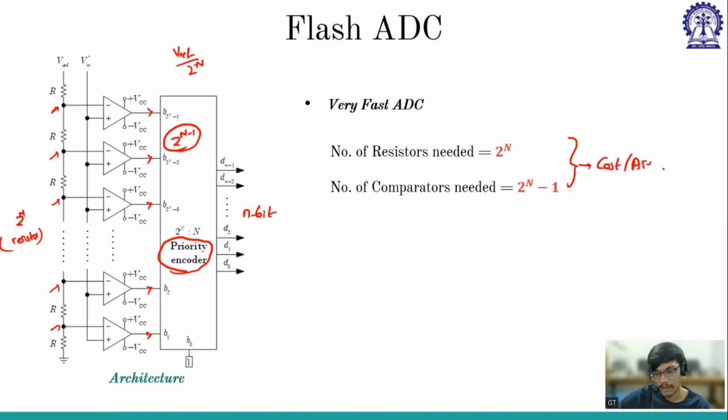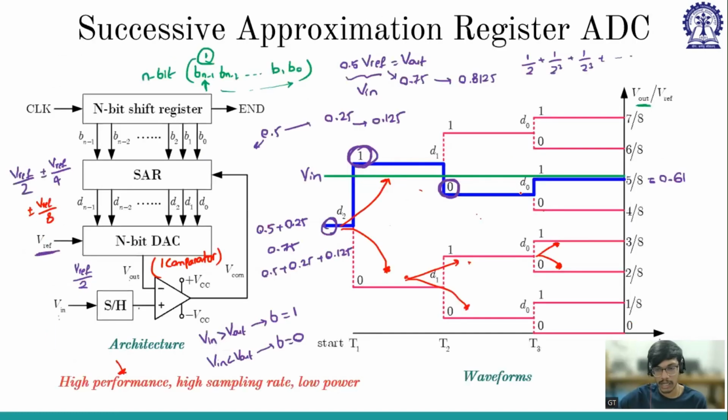So why is it 2 to the power n, sir? Like if we are increasing the number of resistors, does the precision increase? Yes. See, here we are doing an exponential increment, right?